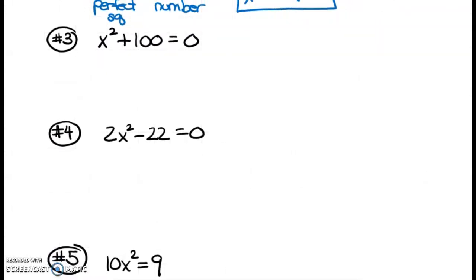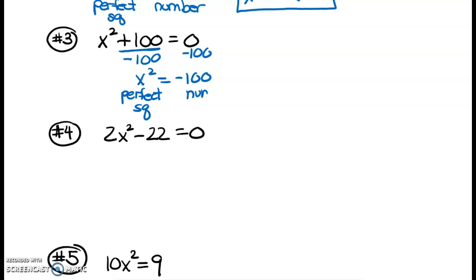All right, so here we don't have a perfect square that equals a number. We have this plus 100 on the side with our perfect square, so we're going to get rid of it by subtracting it to the other side. So now we have x squared equal negative 100. So we do have that perfect square that equals a number. So we're going to use the square root property to solve. So we're going to take the square root of x squared, and we're going to take the square root of negative 100.